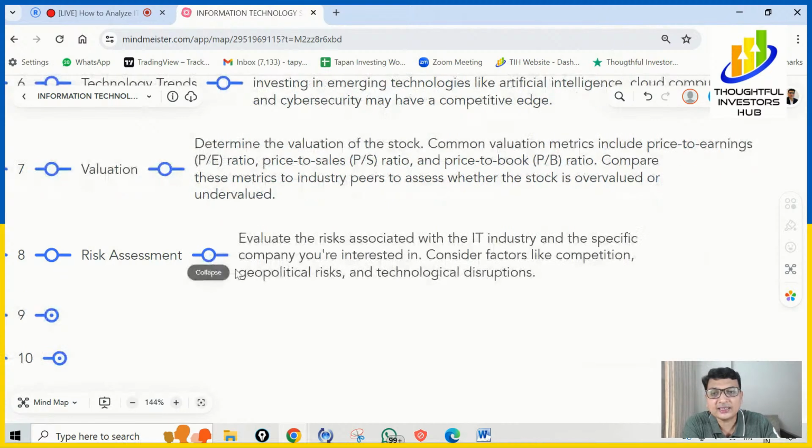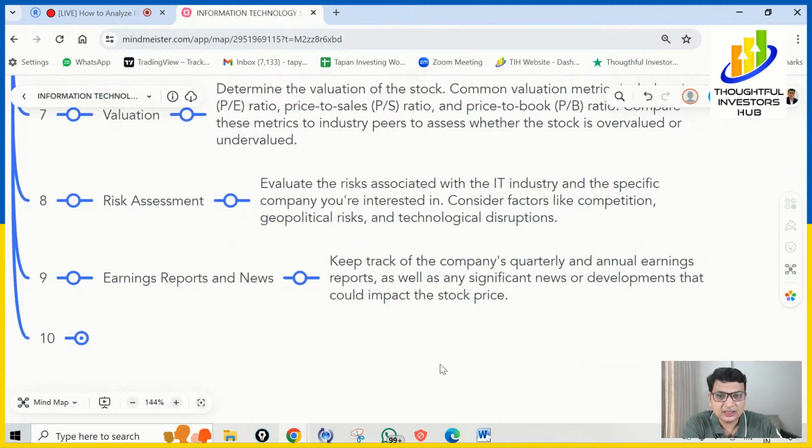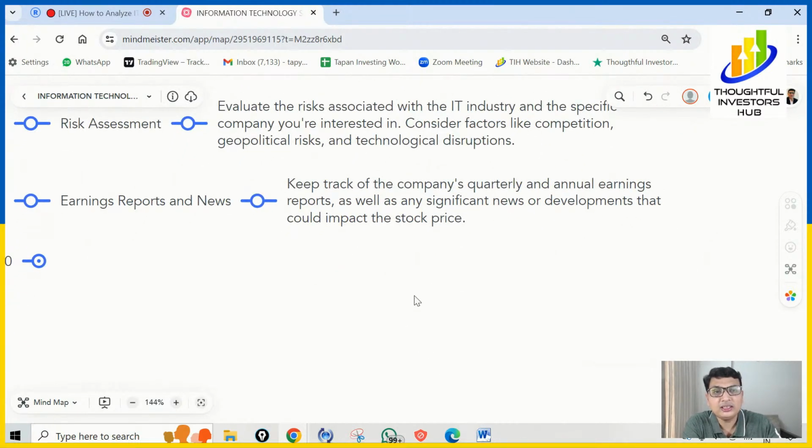Risk assessment. Evaluate the risk associated with the IT industry and the specific company you are interested in, that is, competition, geopolitical crisis, and all that you have to understand here. Then comes earnings reports and news. Keep track of the company's quarterly earnings report as well as any significant news or development that could impact the stock price. How the company's earnings are, how the quarterly results are, all these things you have to keep in mind.